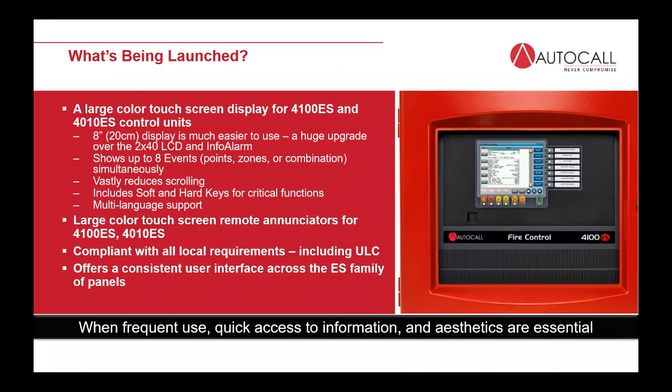This gives us a significant improvement over and enhancement to both the 4010 ES and 4100 ES 2x40 and info alarm displays that we have today. It will be able to display up to 8 events simultaneously without scrolling, and the amount of information on the screen vastly reduces the amount of scrolling that you need to do, especially when compared to a 2x40 display, to get access to multiple events or information associated with an event or a point on the system. In addition to that, this is a unique key difference from the 4007 ES display.